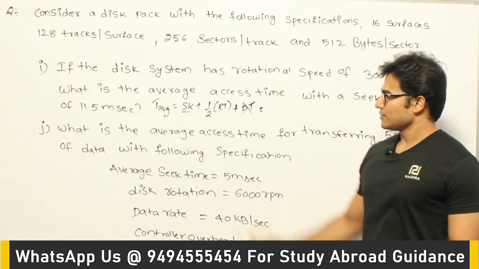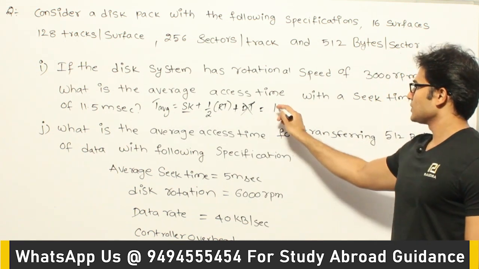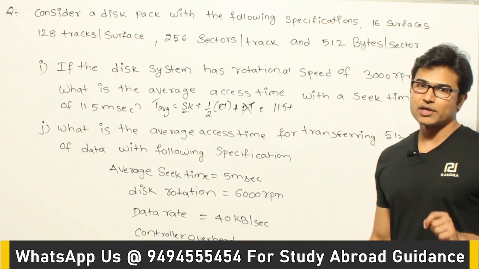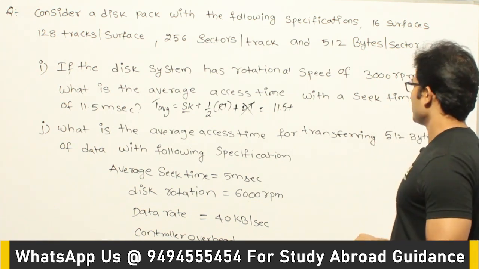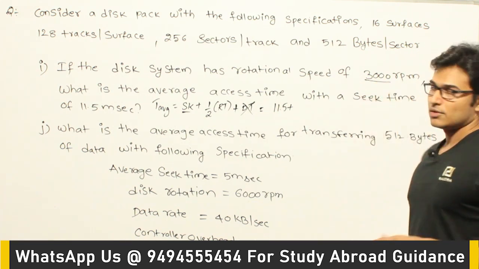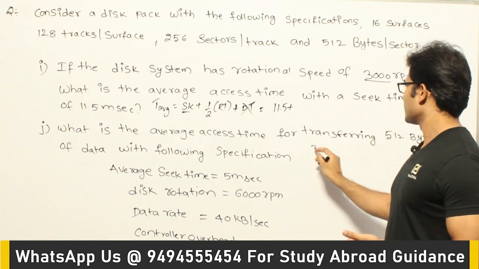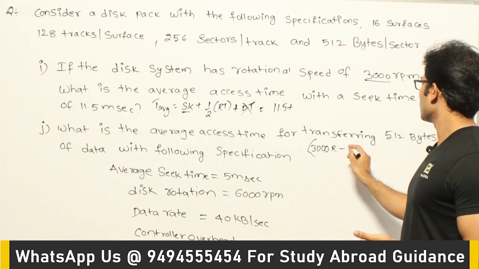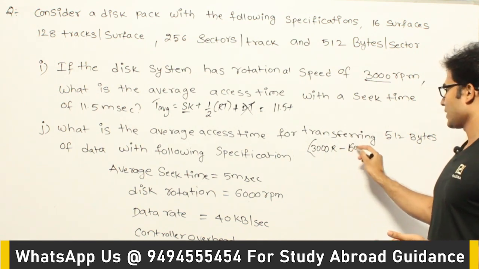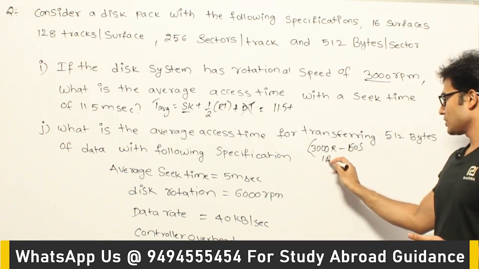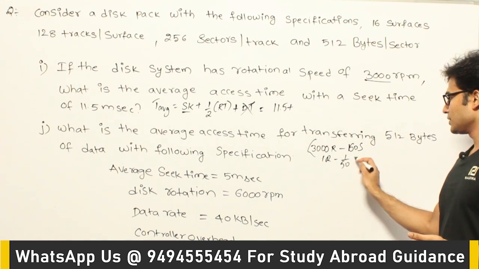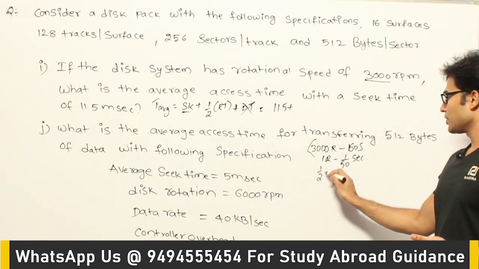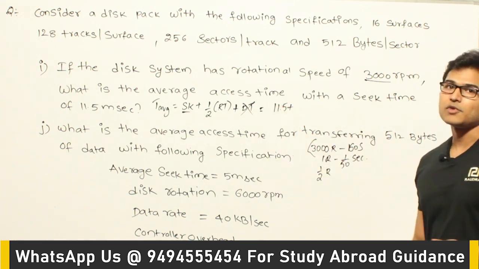So average access time is going to be seek time, which is 11.5, plus half into the time taken to rotate one time. Now how to find it out? 3000 rotations take 1 minute, which means 60 seconds. Therefore one rotation is going to take 1 by 50 seconds, right? And so half rotation time is what we need.